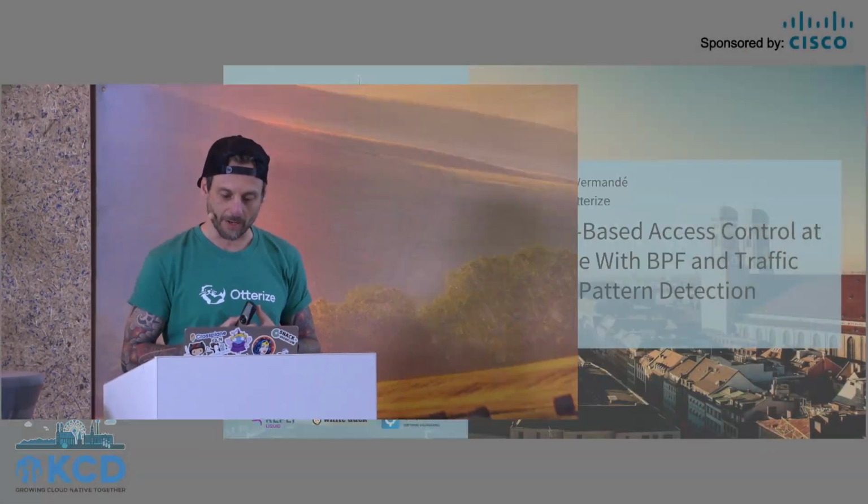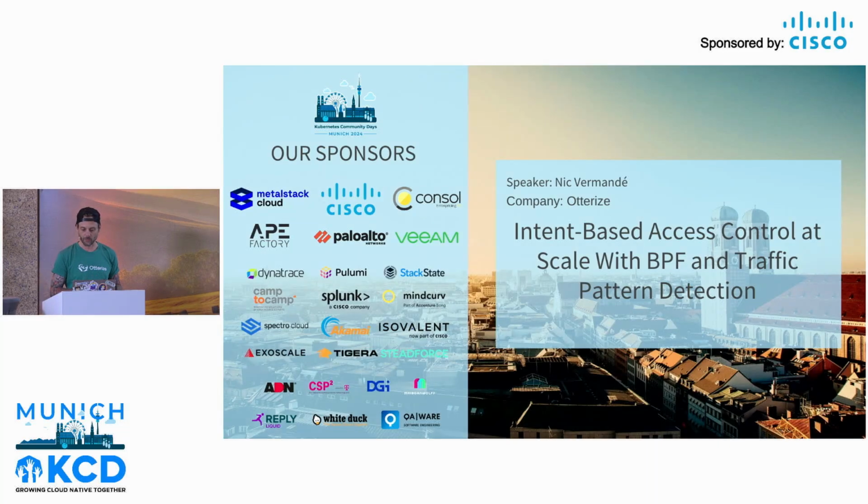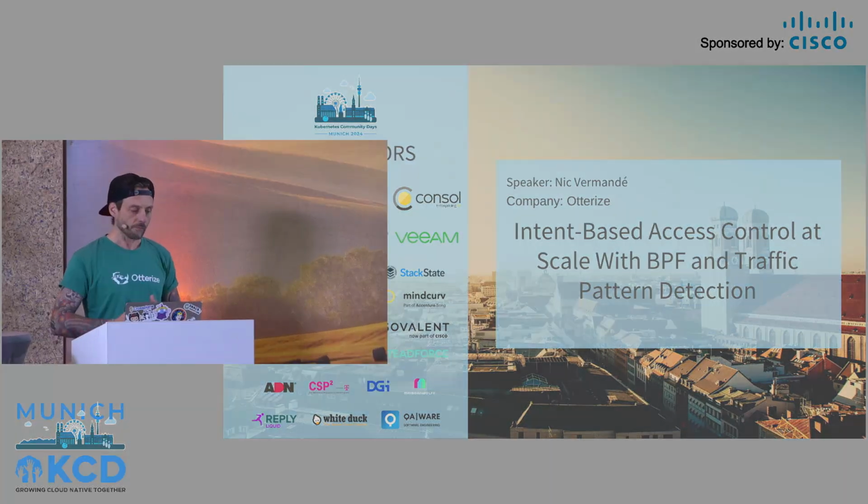Today we're going to talk about intent-based access control at scale with BPF and traffic pattern detection. So that was a teaser. I put BPF here, but as you can see, there's no E because it's going to be CBPF, but we're going to see some items on the roadmap. But the talk today is all about managing network policies, identity and access control for different types of workloads, serverless, within Kubernetes.